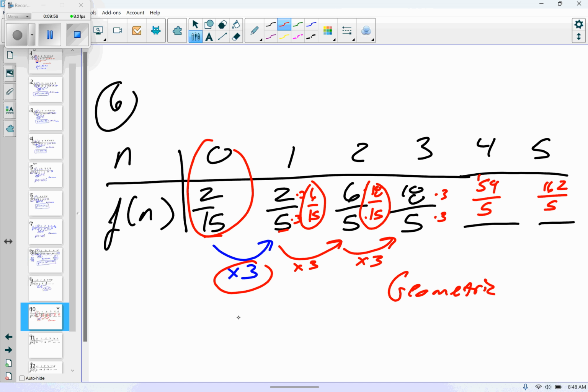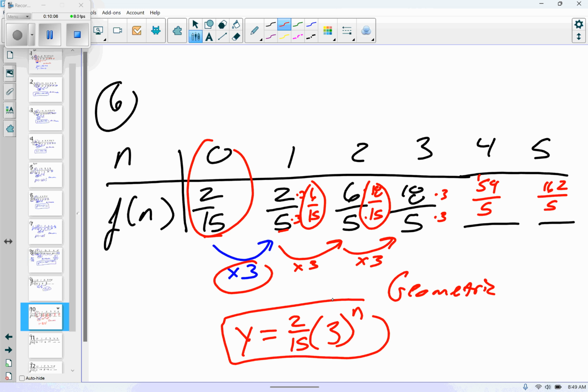And I'm going to plug in y equals 2 over 15 times 3 raised to the n power. Okay, the 3 is the base, the multiplier is the base. The first term goes in front as multiplied.